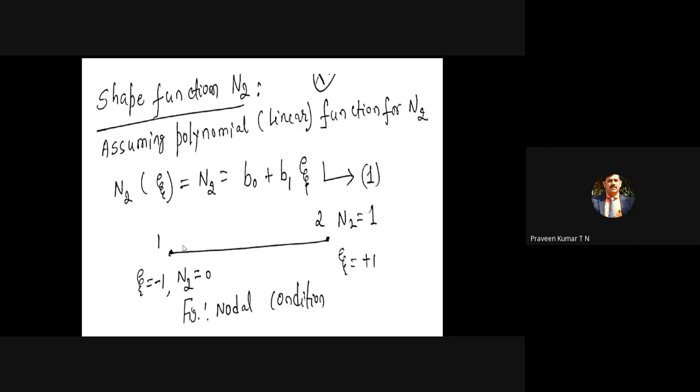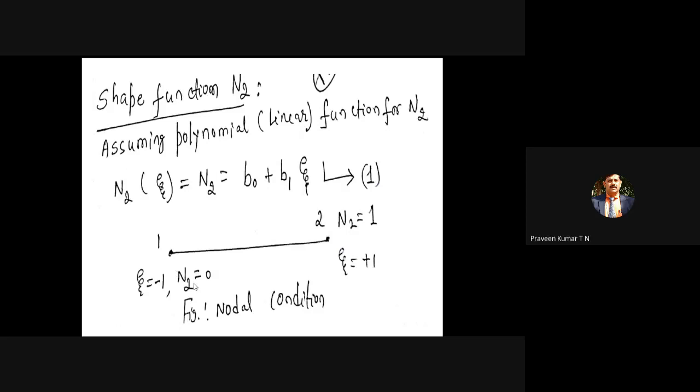In a similar way, you have to derive the function N2. So again, you write N2 is equal to B0 plus B1 xi. This is exactly similar to the shape function for the Hermite function for the beam equation. There it is more complex. Here it is very simple because there are only two unknowns. So you have B0 plus B1 xi. B0 and B1 are two unknowns. For those two unknowns, there are two boundary conditions, nodal conditions.